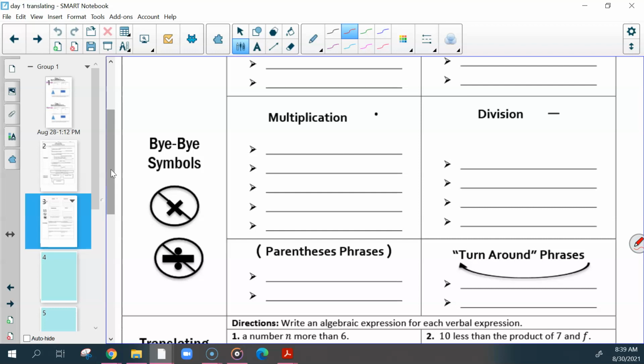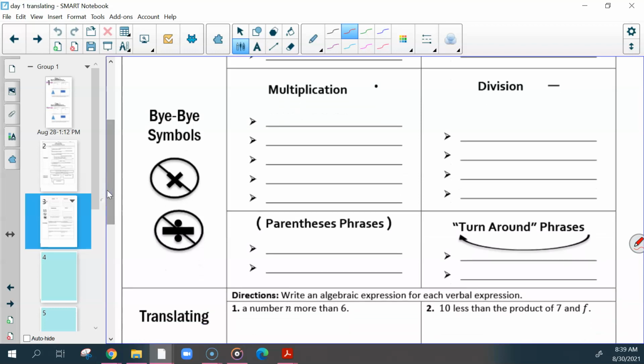Right. Words for division. When we think of word division, what words go with division? Dividend. Quotient. So next time we hear the word division, right? Divide. Okay.